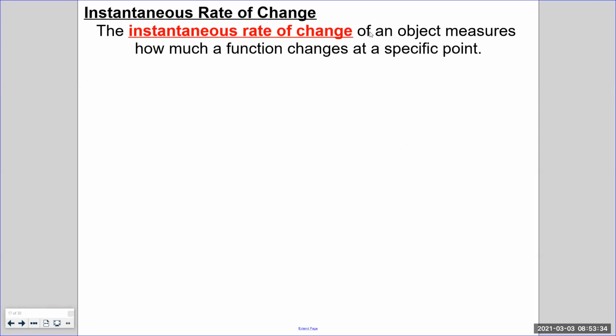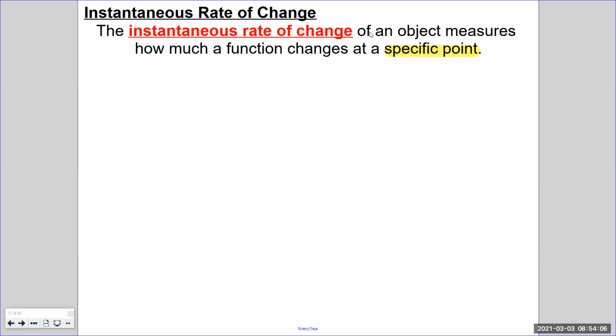All right, so how do we define the instantaneous rate of change? Well, the instantaneous rate of change of an object measures how much a function changes at a specific point. So we said average rate of change is over an interval. Instantaneous rate of change is at a specific point.